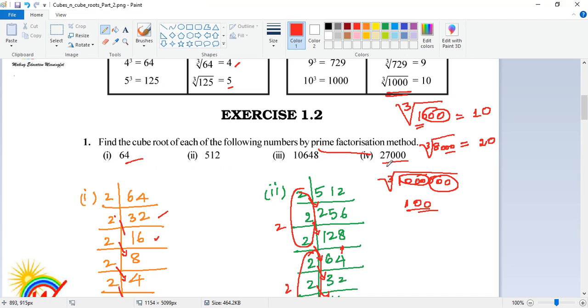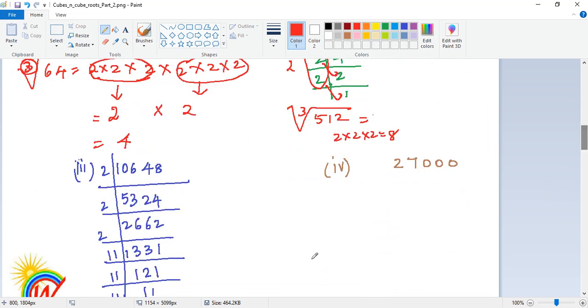27,000. See, there's a very easy method of doing this. Cube root of 27,000, right? So the 3 zeros, as I told you, will come out as 1 zero, and the cube root of 27 is 3. So the answer is 30.